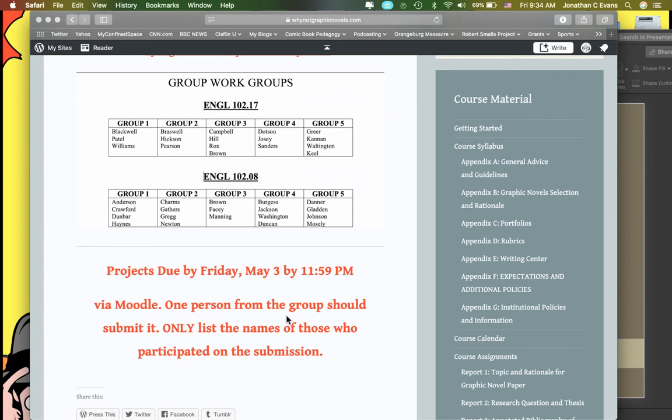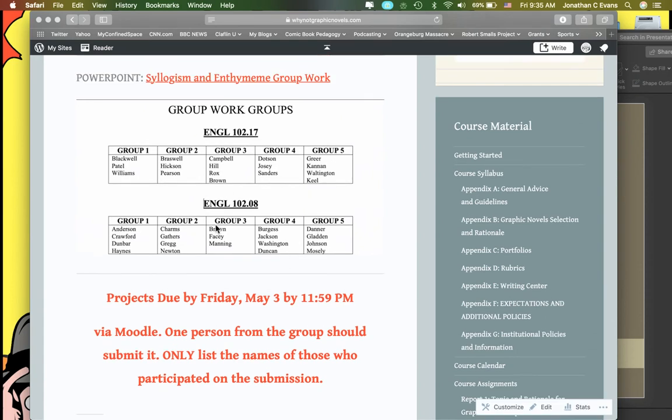Now, only one member of the group is going to turn this in via Moodle on May 3rd, but all members of the group who participated, who were present, who helped out, who contributed, should have their names on it. If they did not participate, do not put their name on the final project. If you have any issue locating or getting in contact with any members of your group, please contact me via email, and I will provide you with email contacts for those people.